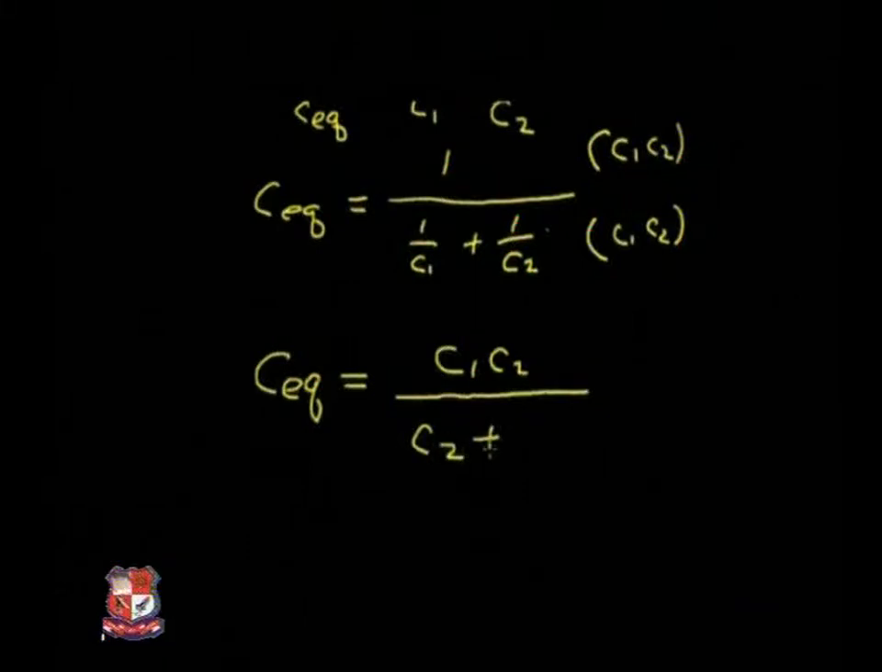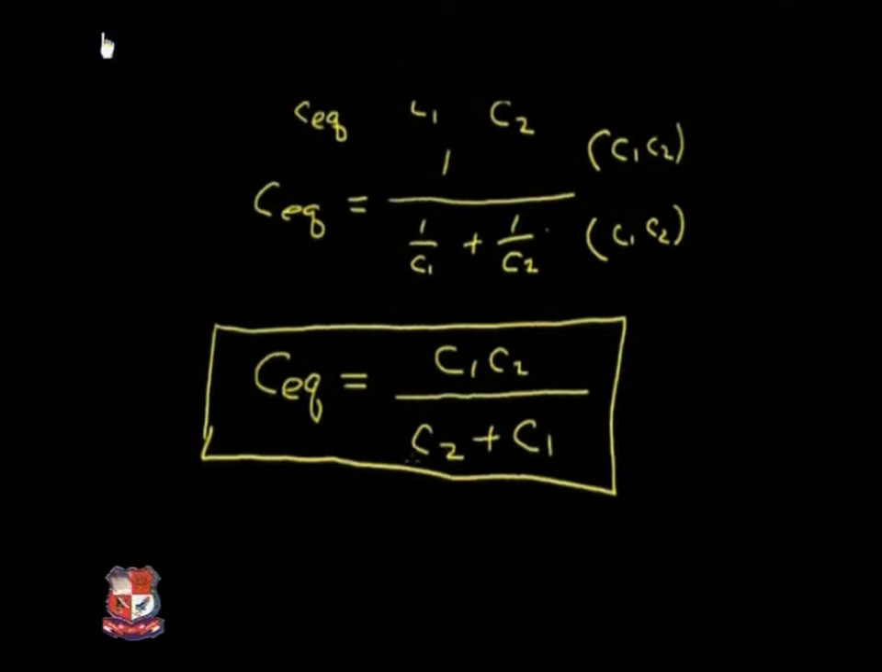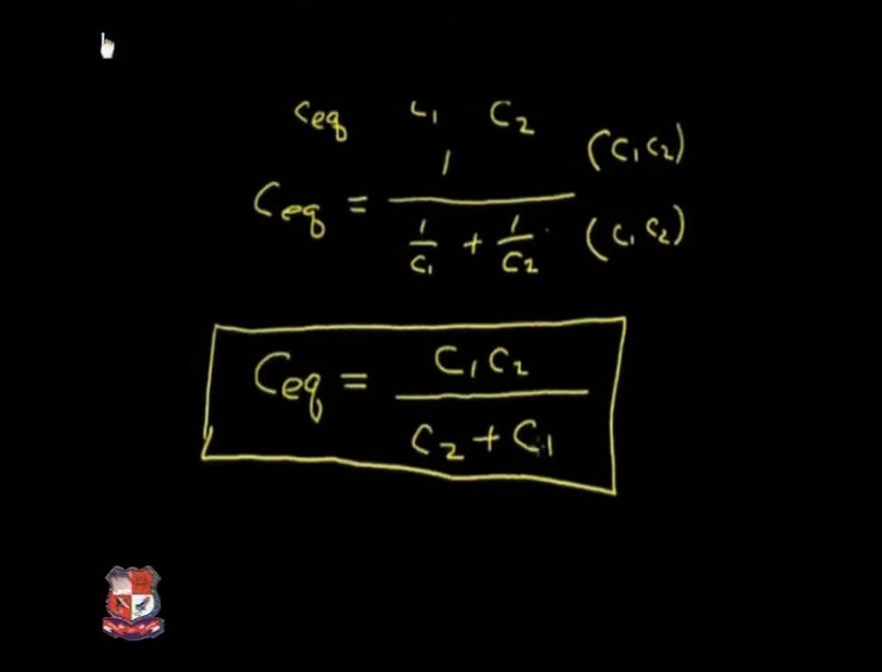C2 plus C1. So the answer for the equivalent capacitor is the product of the two capacitors divided by the sum of the two capacitors. This is a very important video which you should go through.